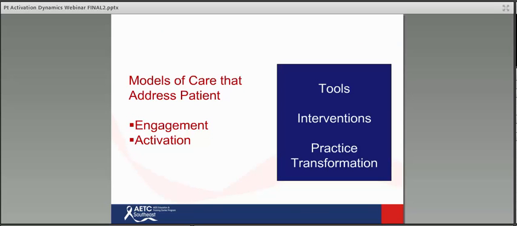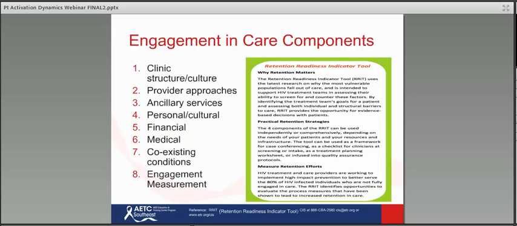So today we're going to look at models of care that address patient care and their engagement and their activation. Critically look at these terms and how do we get there. We're going to look at tools, we're going to look at interventions, and we're going to look at practice transformation, or the opportunity for. The engagement and care components, as I had discussed with you, very important.